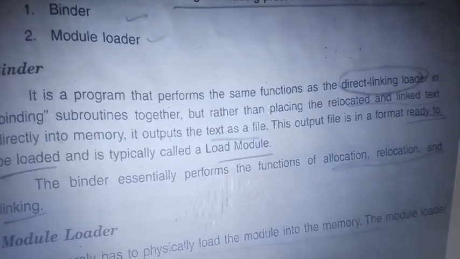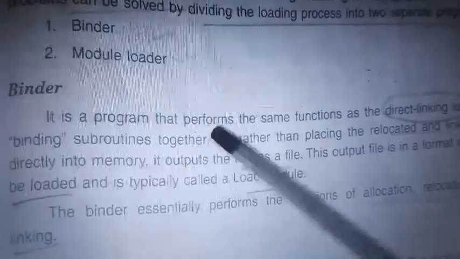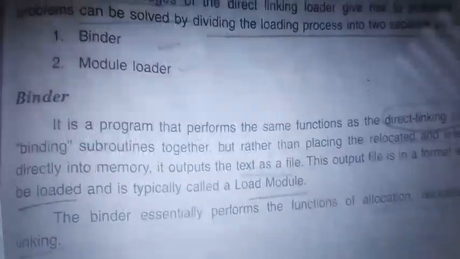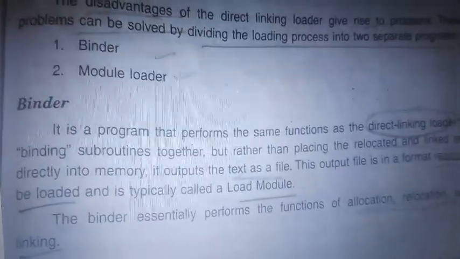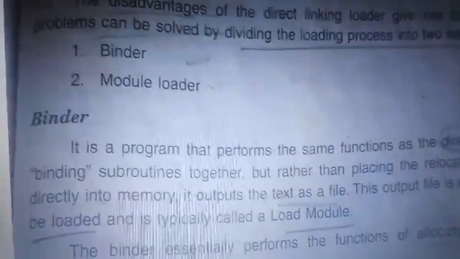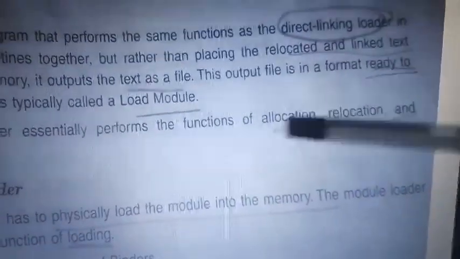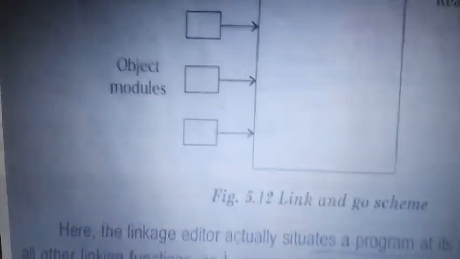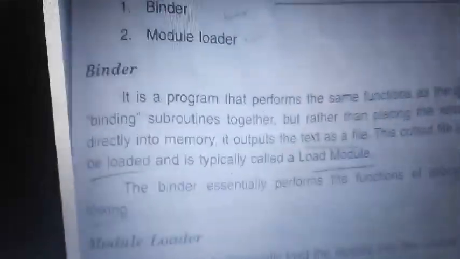In direct linking, everything was loaded, then linking was done. But here the binder performs the linking first and gives the output. The binder performs all the linking operations and gives a linked, executable, ready-made program. And the modulo loader loads that ready-made program for direct execution. It does not do linking again. That's what the binder performs. Clear? So the binder performs 3 essential functions: allocation, reallocation and linking. Allocation, reallocation and linking will be done by the binder, whereas only the one task of loading will be done by the modulo loader.